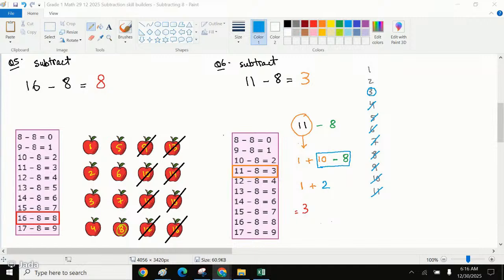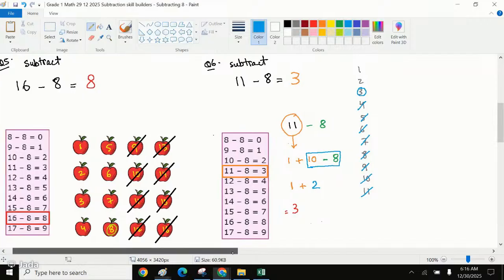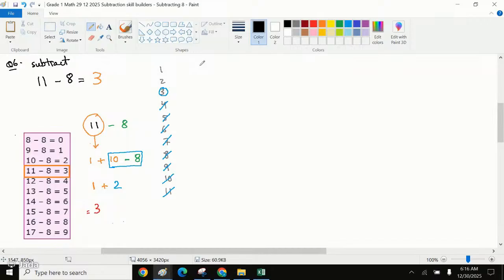Okay. The next one again is an easy question. Can I have the answer to this? Question number 7 says subtract 8 minus 8. So if you had 8 apples, let's suppose, and they were eaten. All of them were eaten. So how many are you left with? We already did this. You are left with none. That is a 0. If you don't have anything left, that is a 0.